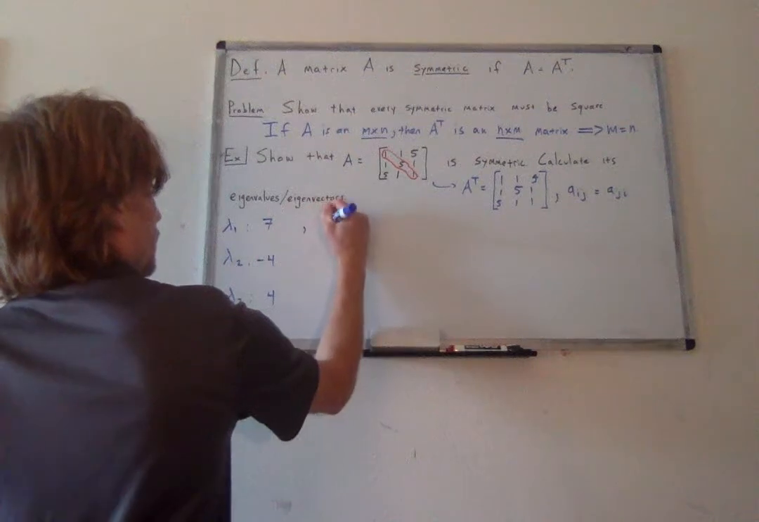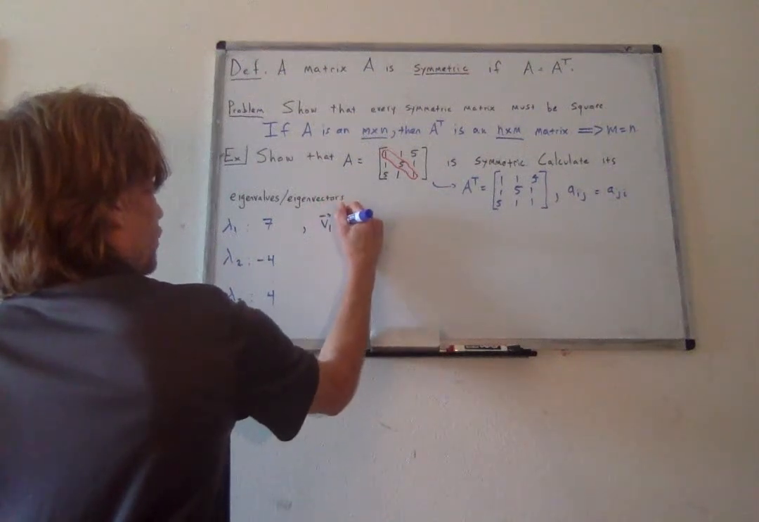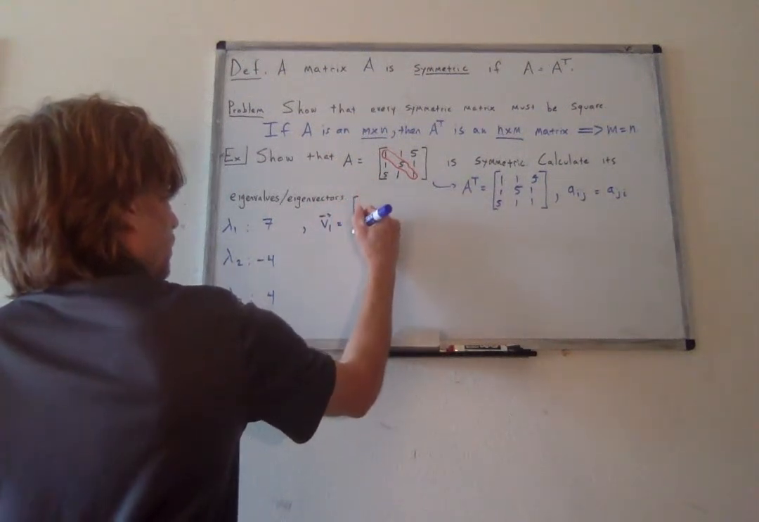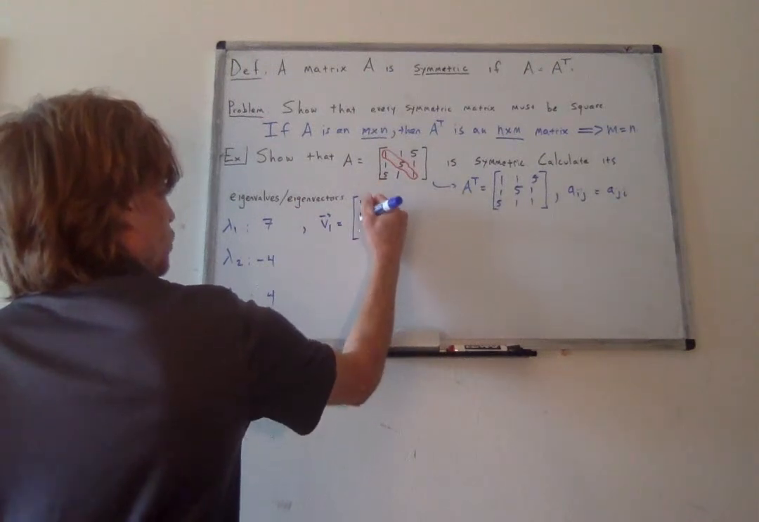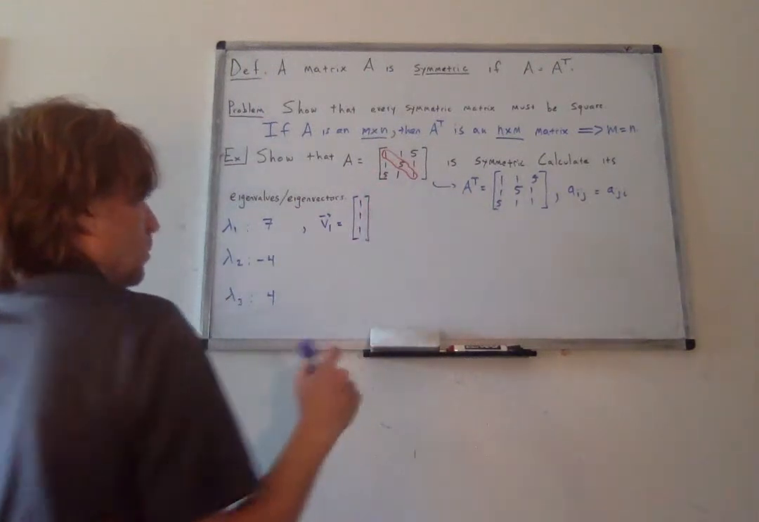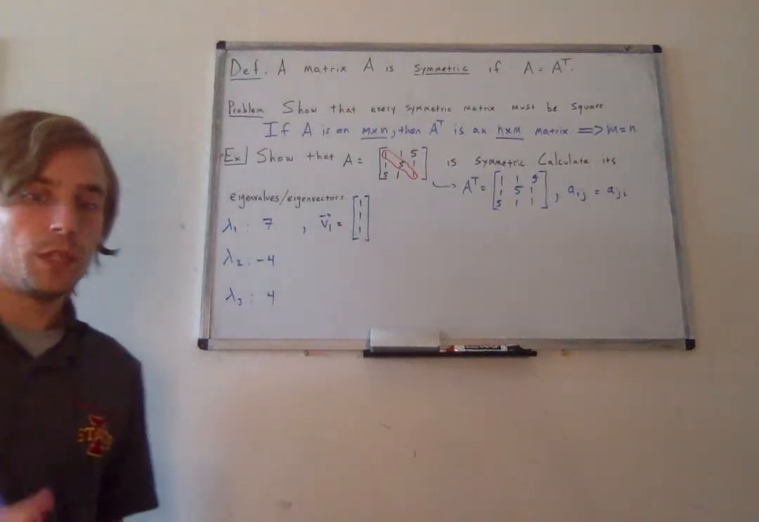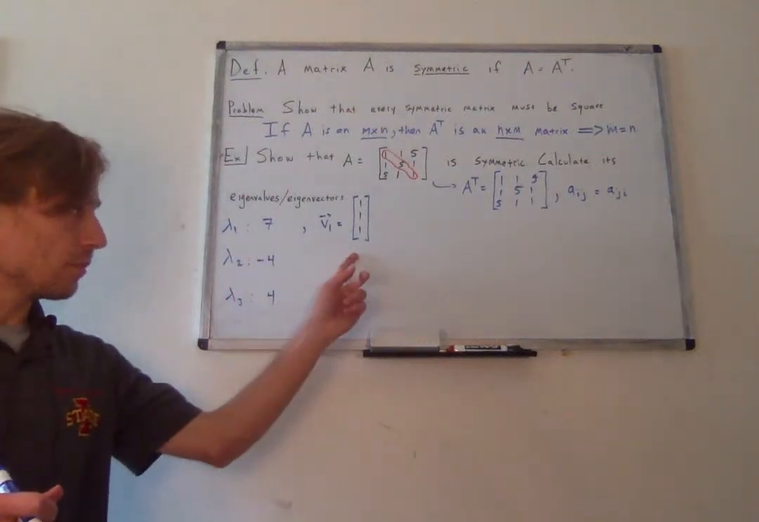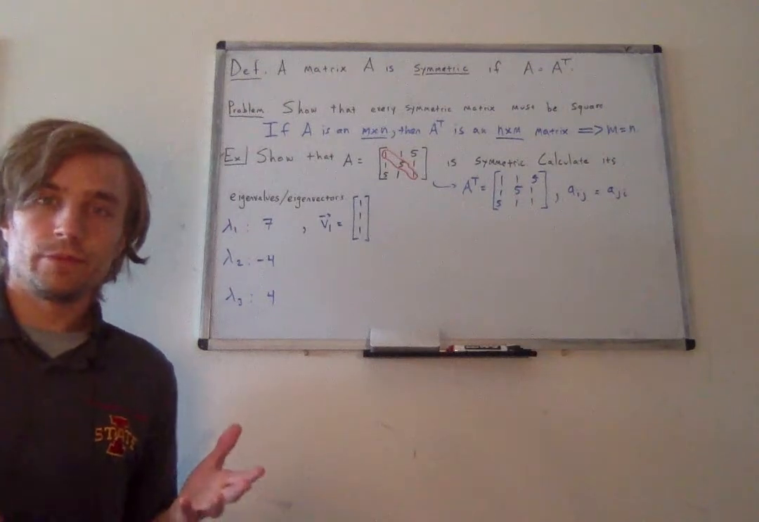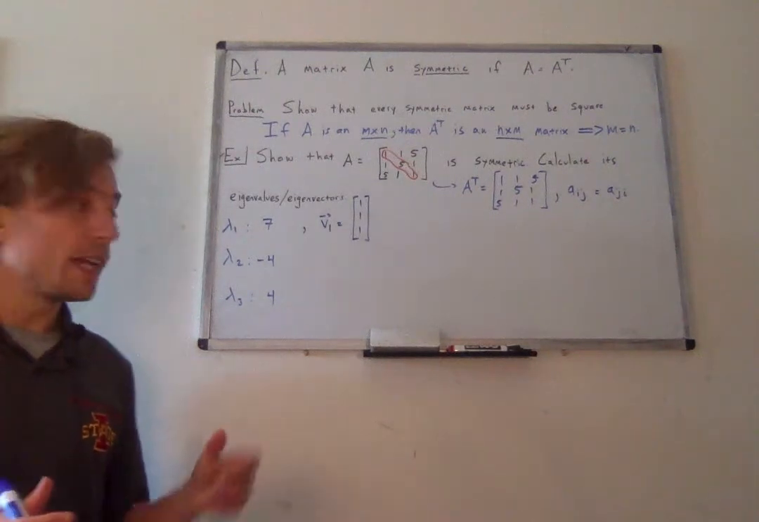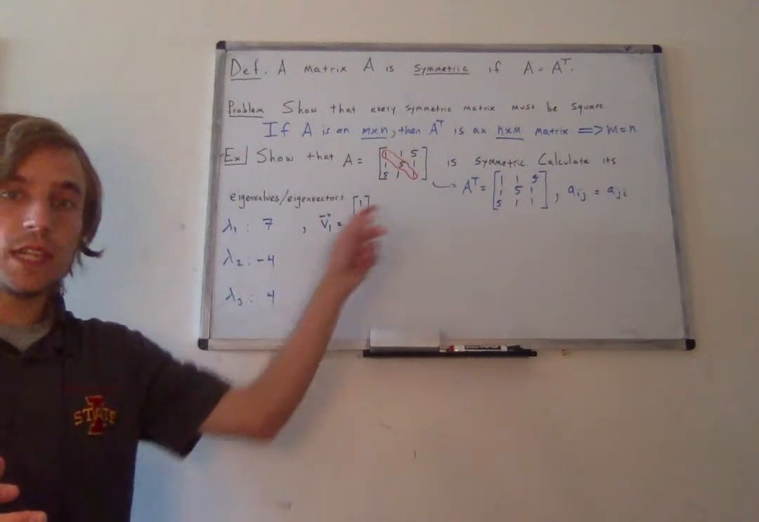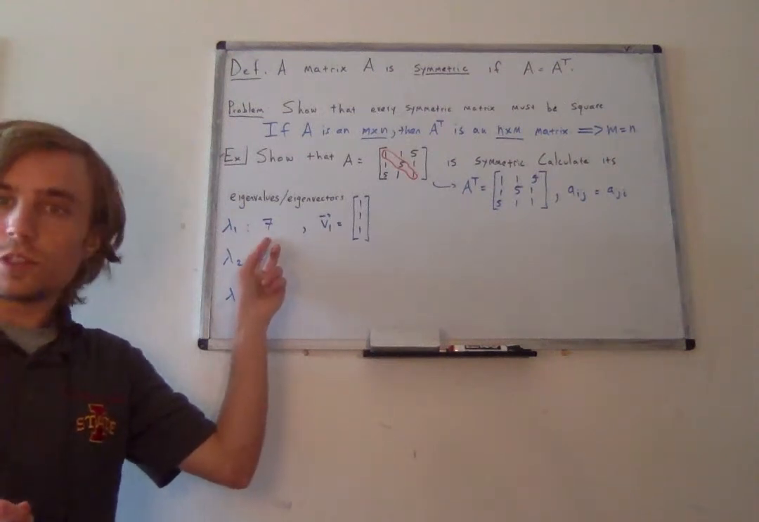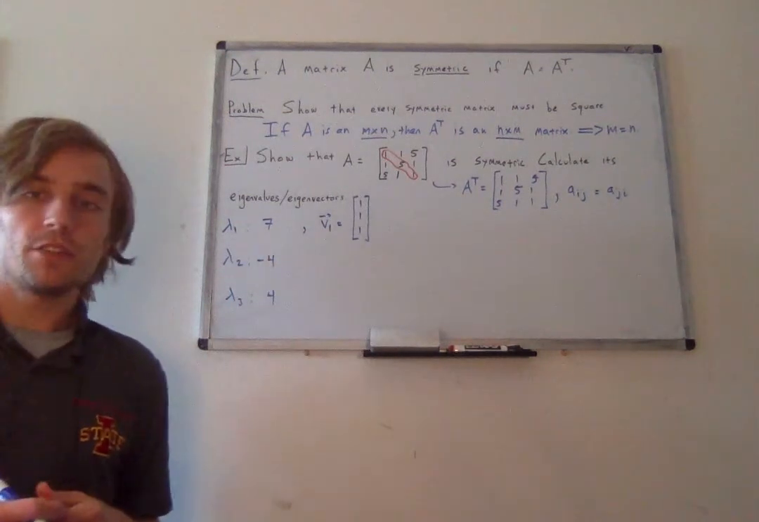Right off the bat, I can tell you that an eigenvector for lambda 1 equals 7 is 1, 1, 1, because all of the rows add up to 7. So remember, that's a quick way. If the row sums are all the same, that row sum is an eigenvalue corresponding to eigenvector 1, 1, 1.